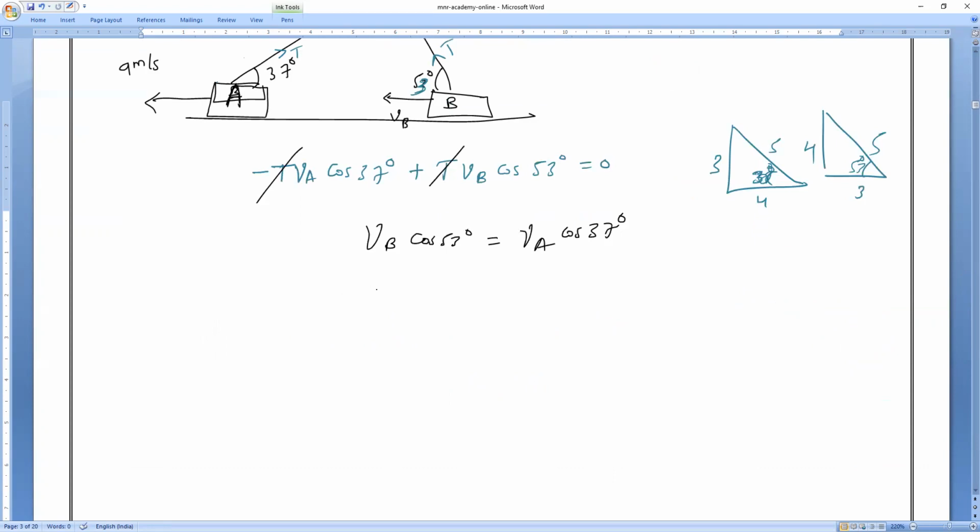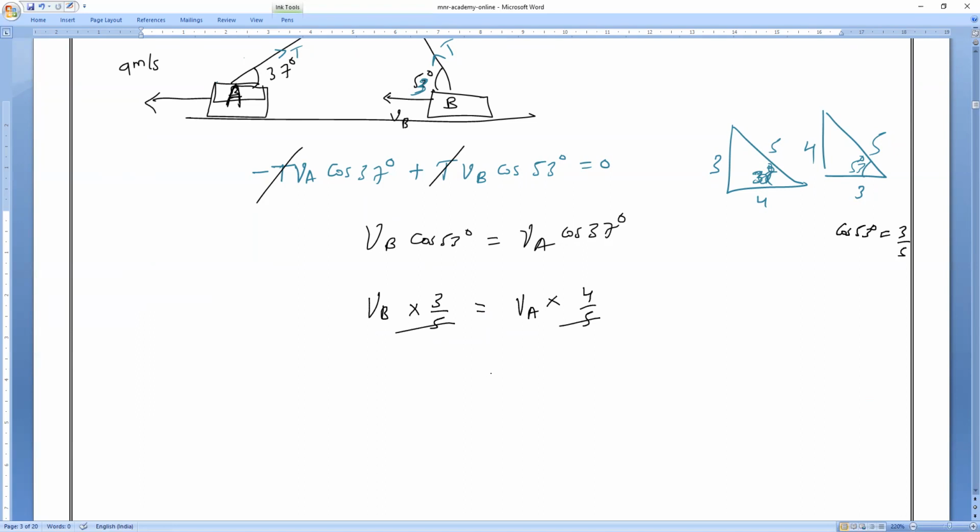Next. So velocity of B into cos 53, how much, brothers? 3 by 5, which is equal to velocity of A into cos 37. Cos 53 is 3 by 5. Cos 37, how much? 4 by 5. So on both sides there is 4 by 5.